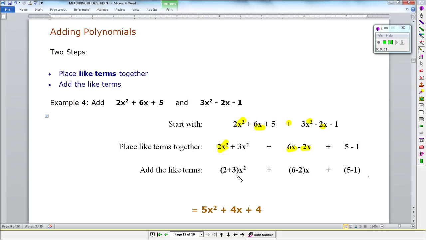Next, we add the like terms. When you add like terms, you don't add the variable and the exponent, you only add the coefficients. So we add 2 and 3, so 2 plus 3. The next one, we add 6 and negative 2, so 6 plus negative 2 is the same thing as 6 minus 2. The last group of like terms, 5 minus 1, or 5 plus negative 1, and then you simplify. So our simplified expression will be 5x squared plus 4x plus 4.